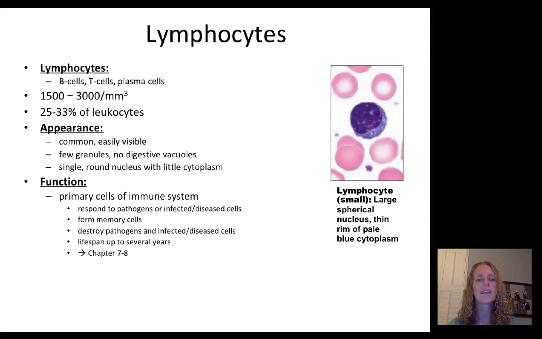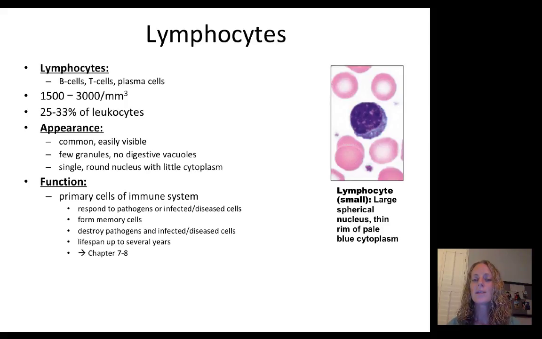Next are lymphocytes. Lymphocytes come in different forms, and we'll discuss these more carefully when we talk about the immune system. But you'll also hear lymphocytes being referred to as B cells. There are also T cells and plasma cells. They're about 25 to 33% of the total white blood cell count in a normal patient. That's about 1,500 to 3,000.